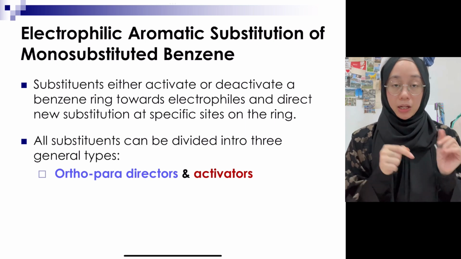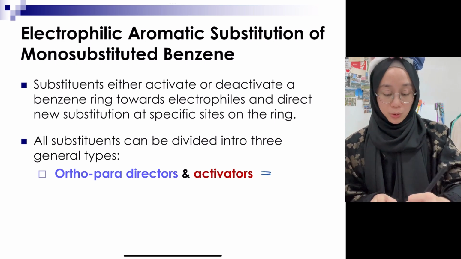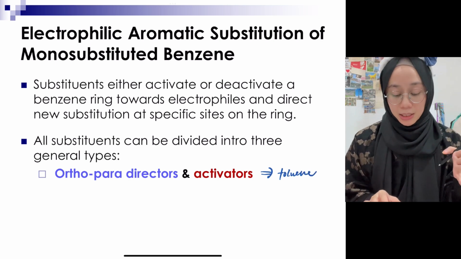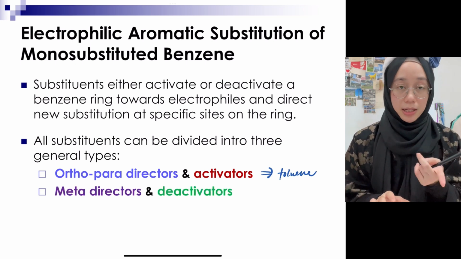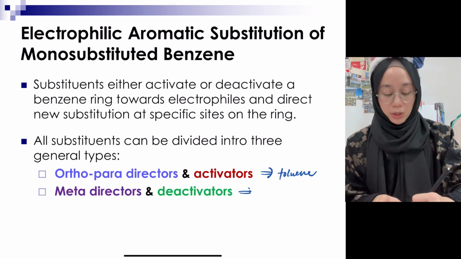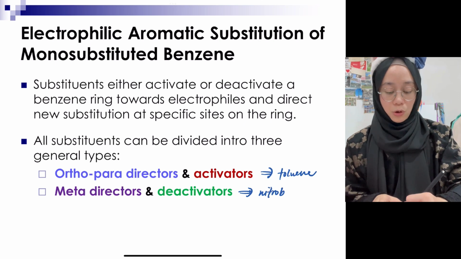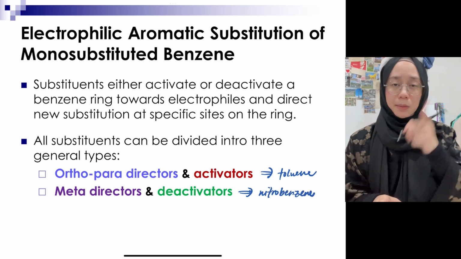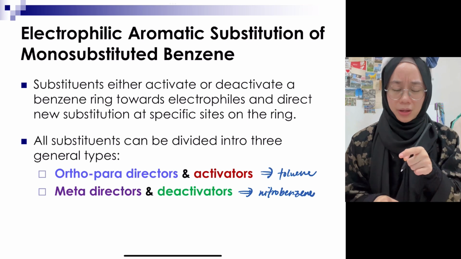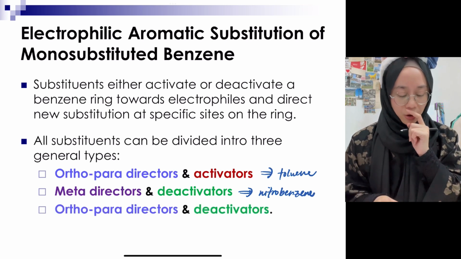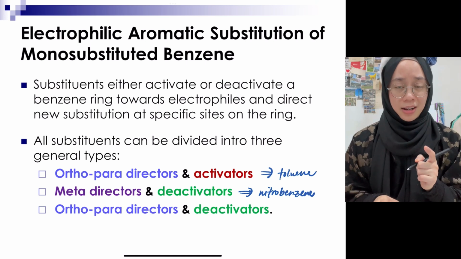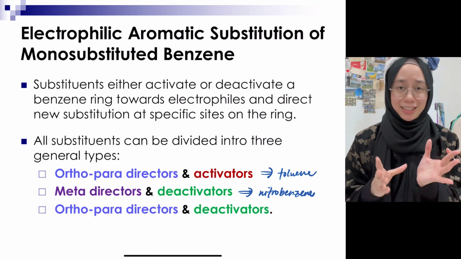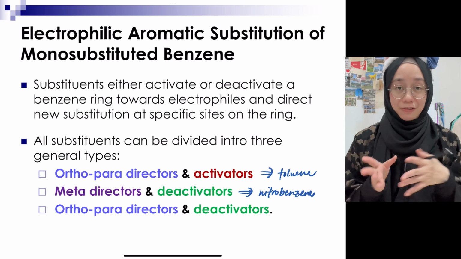And activators. So this is an example, like toluene just now. Okay, toluene is an example of ortho-para directors and also activators. And then we have another type, meta-directors and deactivators. So that is like the example of nitrobenzene just now. Okay, but we have one special group. This special group is an ortho-para director, but it is a deactivator. So this one is a bit different from the others. We cannot equate it with the first two just now.